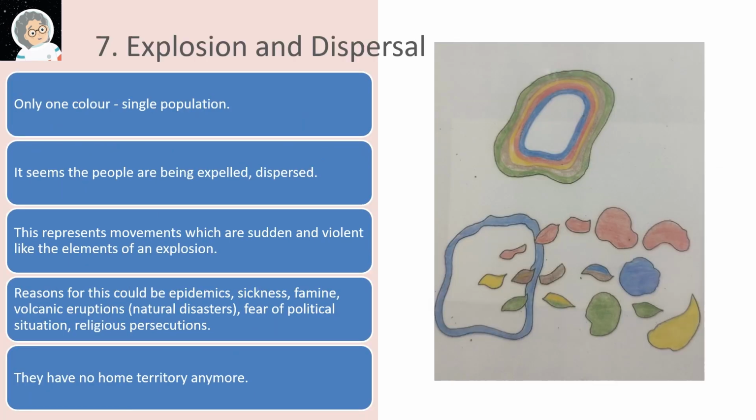7. Explosion and dispersal. Only one color, single population. It seems the people are being expelled, dispersed. This represents movements which are sudden and violent, like the elements of an explosion. Reasons for this could be epidemics, sickness, famine, volcanic eruptions, that is, natural disasters, fear of political situation, or religious persecutions. They have no home territory anymore.